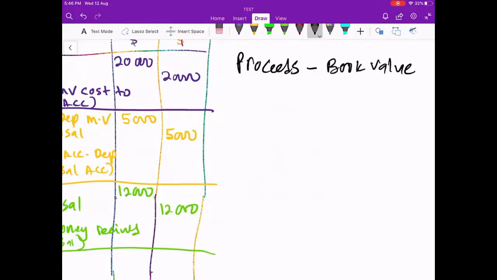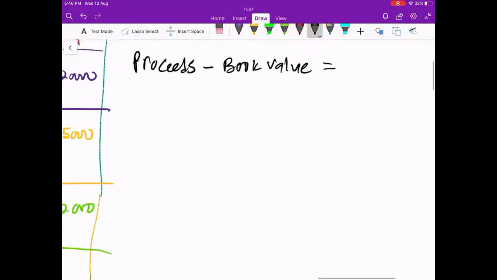Proceed, this is to calculate profit or loss on disposal. If you get a negative answer, then it's your loss. If you get a positive answer, then it's your profit. If you get a negative, then it's your loss on disposal. If you get a positive, it's a profit on disposal.